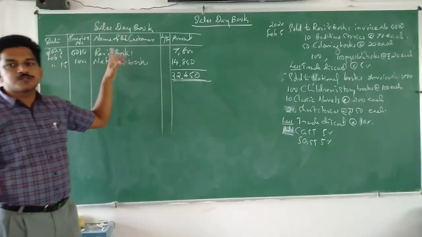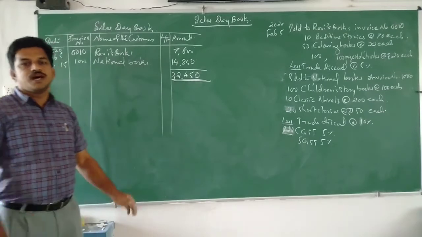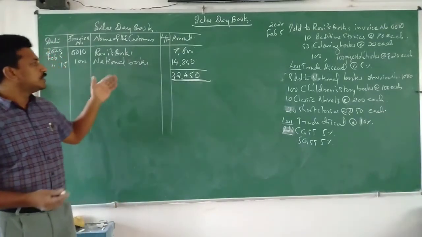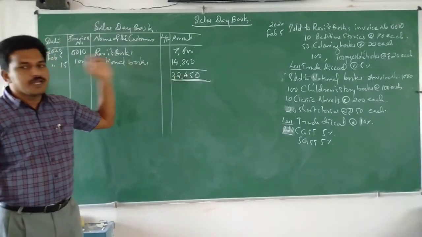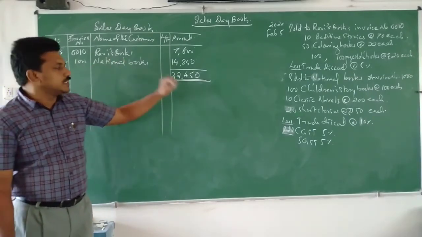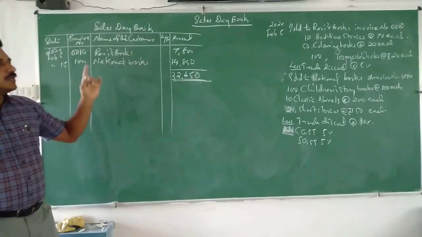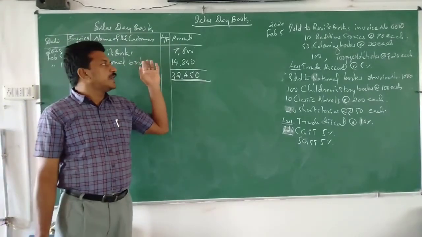So in Ravi's book we have to write to sales. National books also we have to write to sales. And in sales book, that means sales account, we have to write by sundries 22,450. Okay. Is it clear? That's all regarding sales daybook.